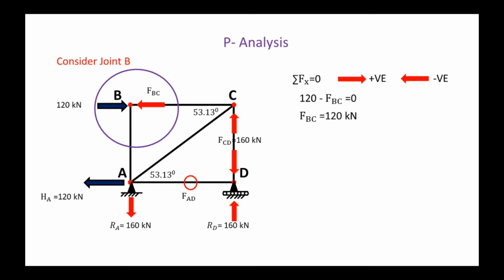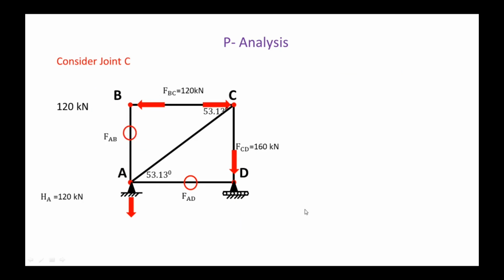Now again we have to find out the member force FAB. This is vertical, so apply the condition sigma Fy is equal to 0. FAB is equal to 0 because at the joint B there is no force at the joint, that is why FAB is equal to 0. So we got the forces in members AB, BC, CD and AD.